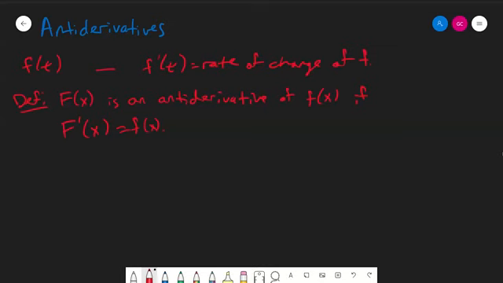And so, for example, let's say you have the function 2x and the function x squared. We know that the derivative of x squared is 2x, and so therefore x squared is an antiderivative of 2x.